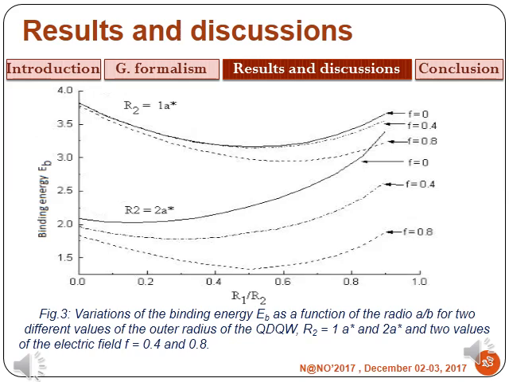When the inner radius R1 increases, the donor binding energy moves from the homogeneous quantum dot situation, ratio R1 on R2 tending to 0, where the kinetic energy is dominating, to a small spherical layer, ratio R1 on R2 tending to 1, where the Coulomb energy prevails and the donor can be considered as fixed. We note that when the electric field increases, the binding energy decreases, and the electric field effect becomes more pronounced when the ratio R1 on R2 tends to 1.